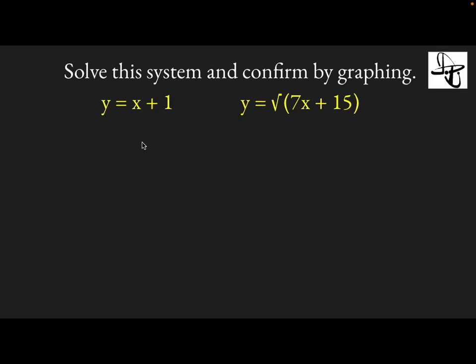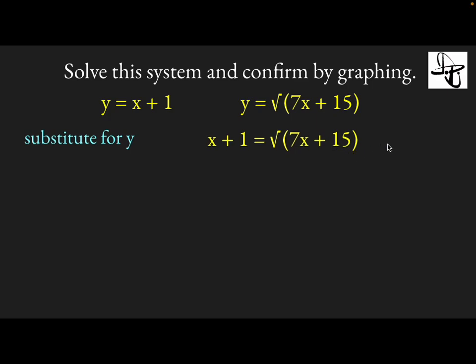All right, my friends, we're going to solve this system of two equations by first using algebraic methods, and then we're going to confirm our answer by graphing. So we have two equations for two unknowns, y equals x plus 1 and y equals root 7x plus 15. One way to reduce the number of unknowns is by substitution. So what we're going to do is substitute the expression for y from the left in for y on the right, and so we'll get x plus 1 equals root 7x plus 15.